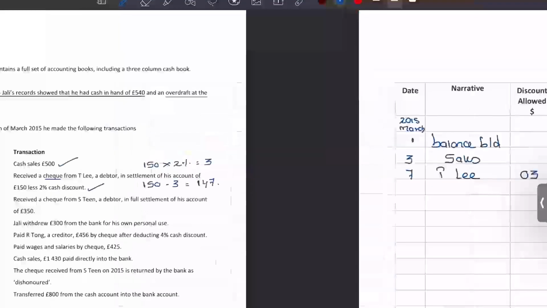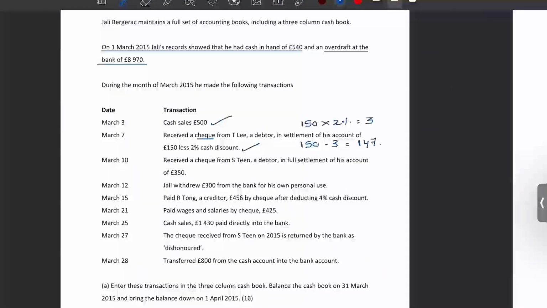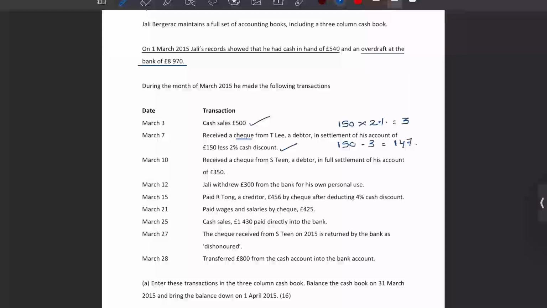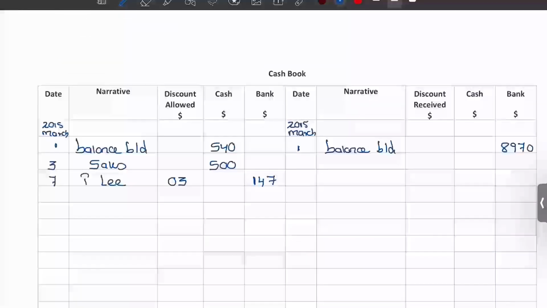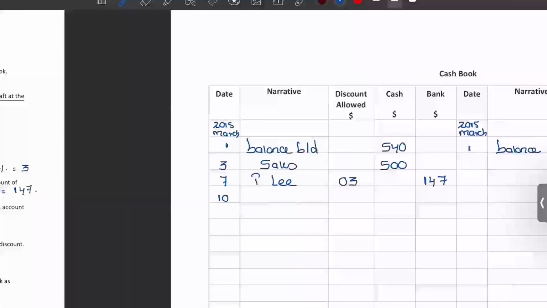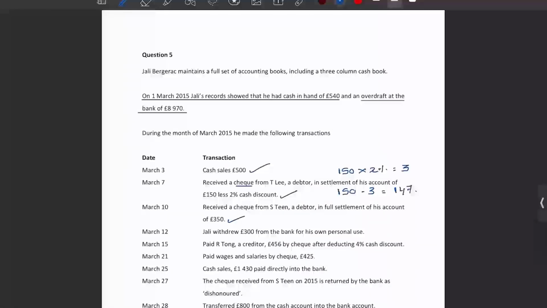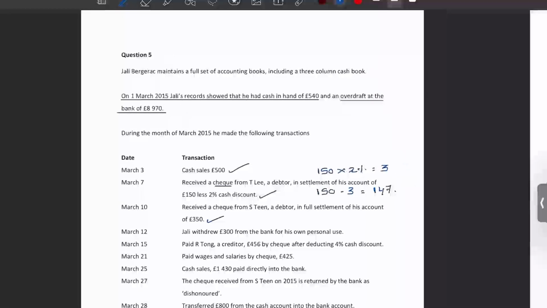First one I'm doing a bit slow. Look at the next one. March 10th. Easy. Received a check from Esteem in full settlement of his account of 350. No discounts and all. When you receive a check, what will happen to money in the bank? Increase. If money in the bank is going to increase, what should I do? I have to debit. Go and debit it. You enter March 10th. Write the name of the person. Name of the person is Esteem.